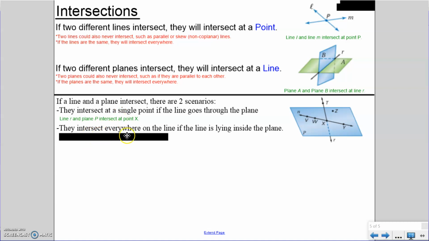And they intersect everywhere if the line is lying inside the plane. So here's plane P. Notice this is line N. Line N and plane P intersect everywhere on line N. So at every point of line N, that's what I should say. And that's it for the vocabulary.